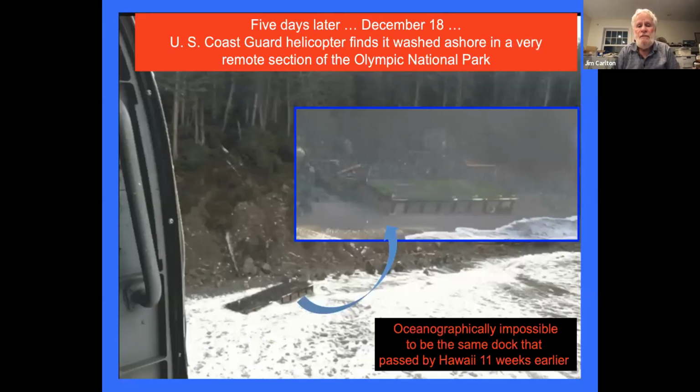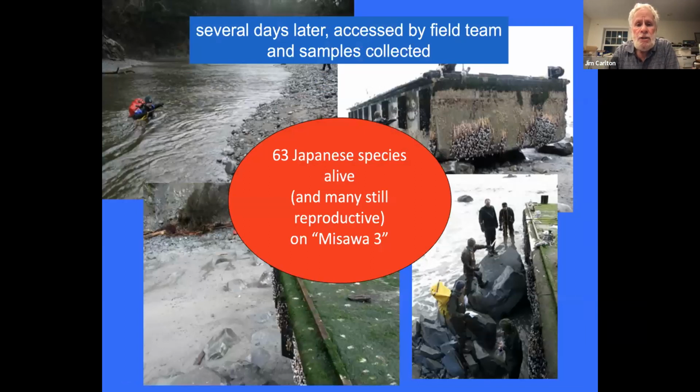And it was found. 5 days later, we're looking out of a U.S. Coast Guard helicopter as it was found washed ashore in a seriously inaccessible part of the Olympic National Park where there's no hiking and really no access in midwinter. This is not the dock that went past Hawaii 11 weeks earlier. You can't be sailing toward the west in Hawaii and make it all the way back around to Washington in that period of time. So several days later, it was accessed by a field team.